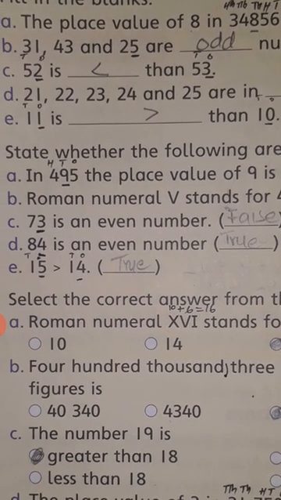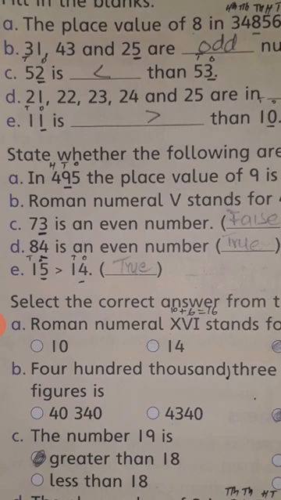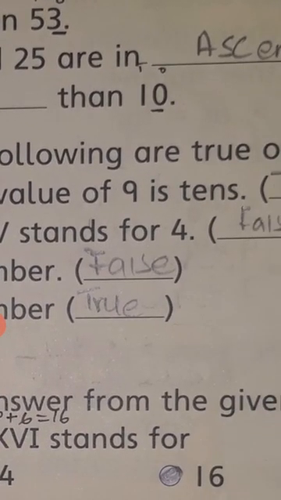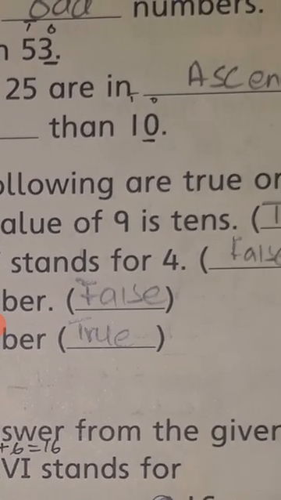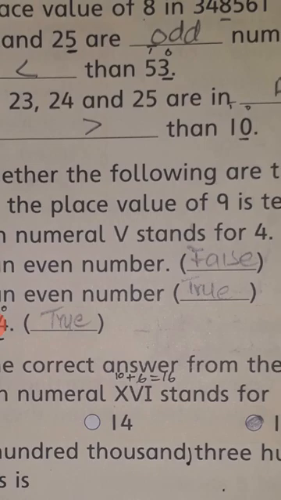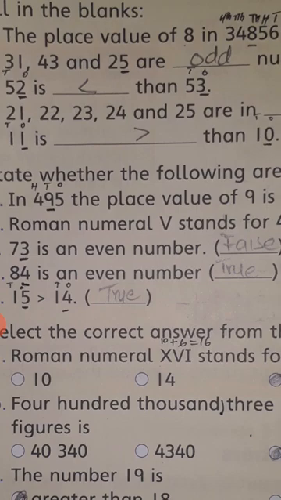Now E, 11 is dash then 10. Again mention ones and tens on both values. On tens side there is 1 and here on tens side is 1, so both digits are same, so leave it. Move to the next digit, ones. Here on ones side there is 1 and here on ones side there is 0. It means both digits are different, that's why we will compare it. So 1 is greater than 0 or 1 is less than 0? 1 is greater than 0, so that's why we put the greater sign here.